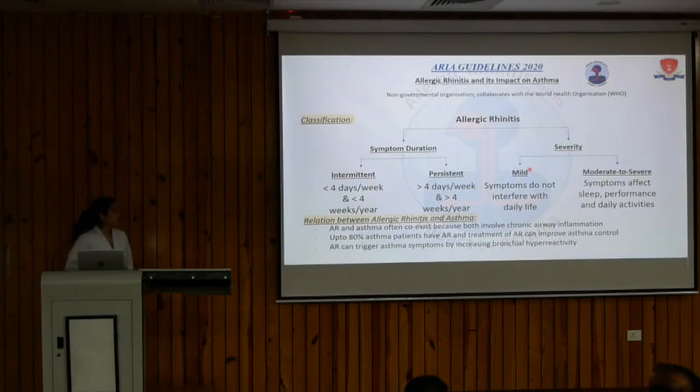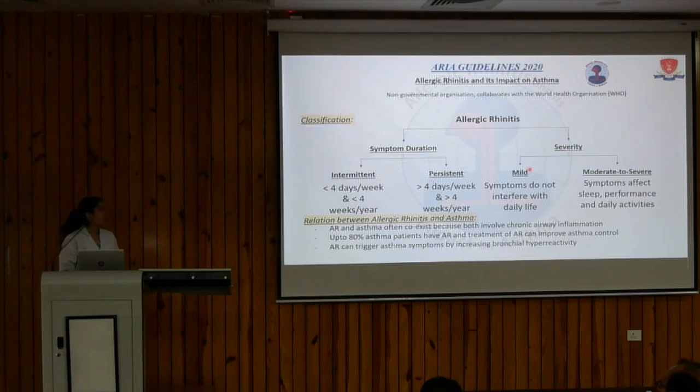On symptom duration, it can be classified into intermittent as well as persistent. Intermittent symptoms last less than 4 days a week and less than 4 weeks a year. However, the persistent symptoms last more than 4 days a week and more than 4 weeks a year.